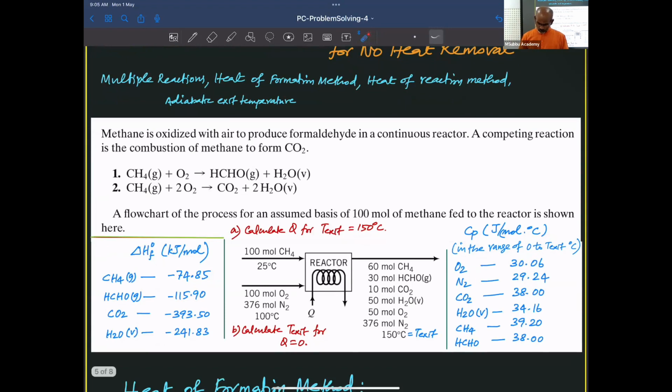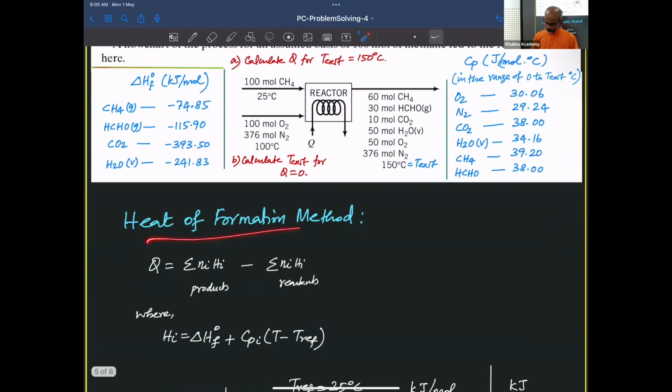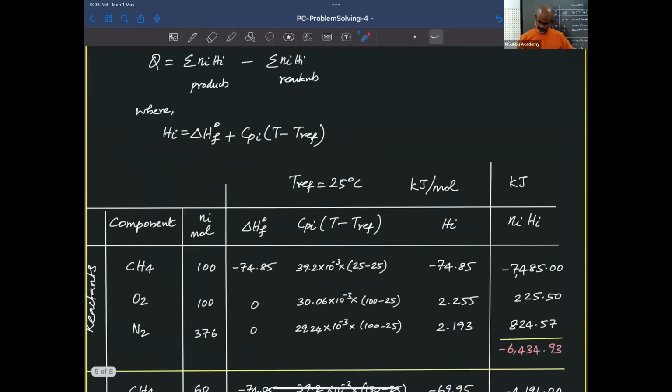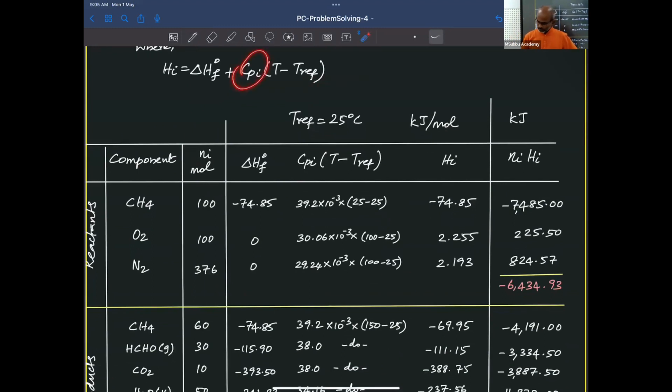Now, for the heat of formation method, simply Q equals sum of NiHi of products minus sum of NiHi of reactants. Here we don't write anything about the heat of reaction. They are automatically taken into consideration because this Hi is based on the standard heat of formation plus Cpi times delta T. Of course, if you have Cp as a function of temperature, put this as the integral of Cpi dT, and normally it will be available as A plus BT plus CT squared, and you integrate that. But for simplicity, normally we take the average value. At least for a simple examination, normally they give only Cpi as a constant value.